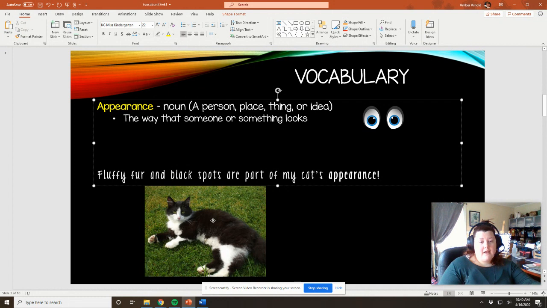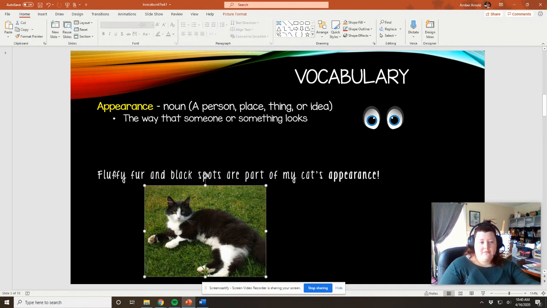So if I look at my picture of my cat, it says fluffy fur and black spots are part of my cat's appearance, or how my cat looks. I use my eyes to look or discover an appearance.